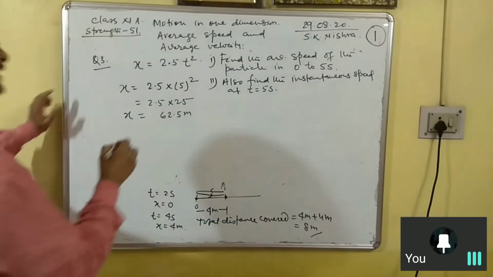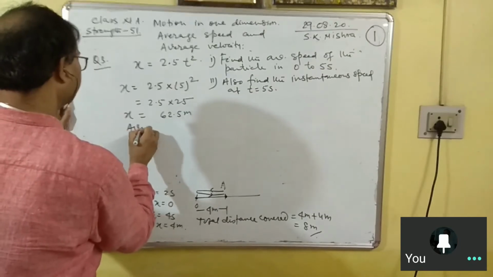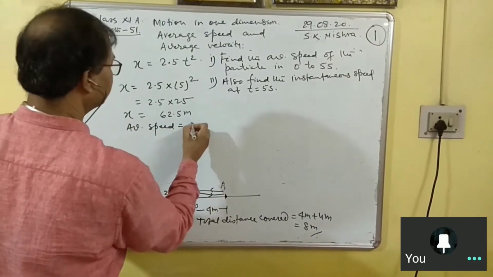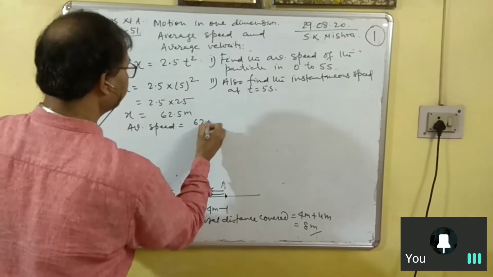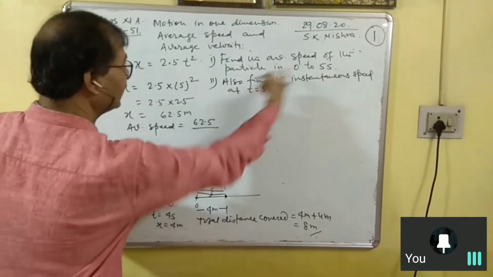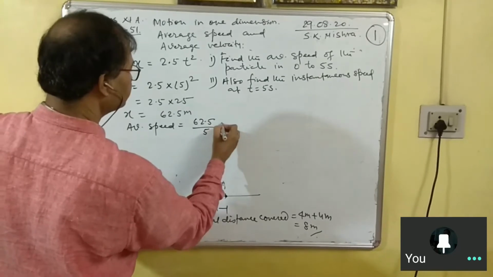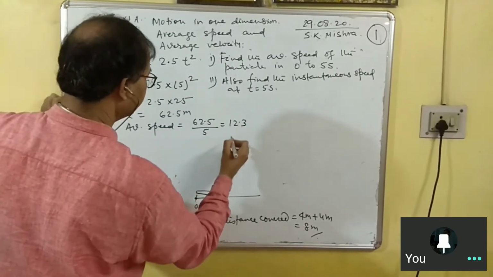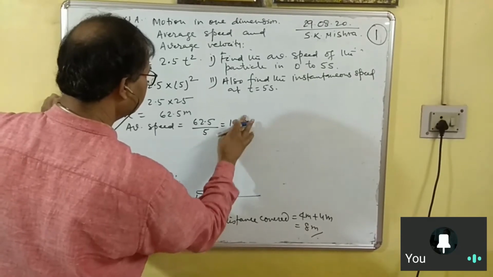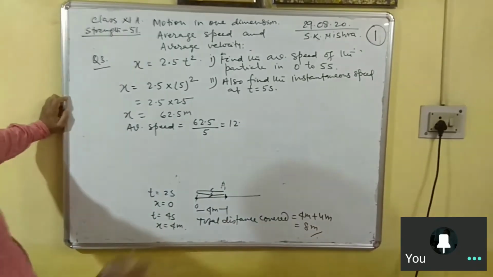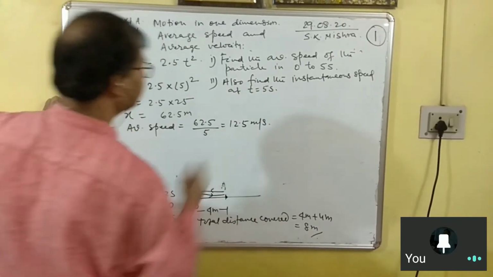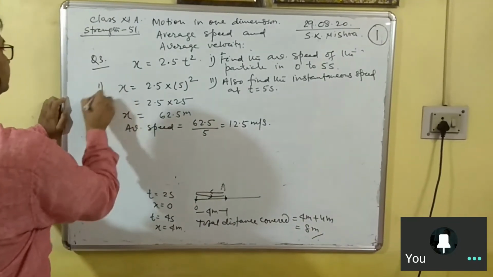Now average speed is nothing but total distance covered, which is 62.5, divided by total time taken. Time taken is 5 seconds. Divide it: 12.5 meter per second. Now this is the first bit.